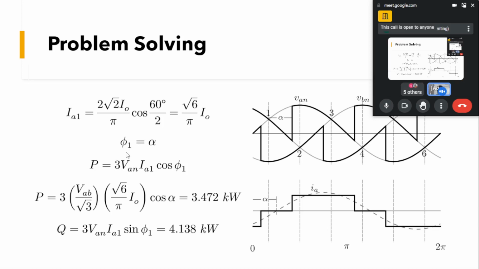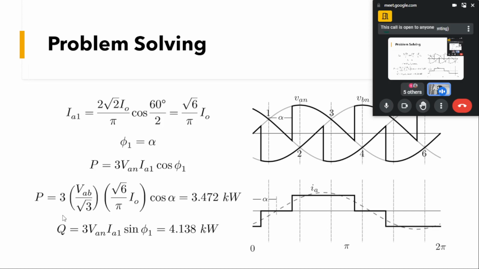Also I told you that phi will be equal to alpha. So here we know the active power is given by this equation, and what we needed for this is A1, which we had calculated and is given by this equation. Putting the value of phi 1 equal to alpha, we can calculate the power. So the power will be given by this equation. Here everything is known to us: VAB is known, I out is known, and alpha is known. You put the values of this, and the active power will come out to be equal to 3.472 kilowatt.